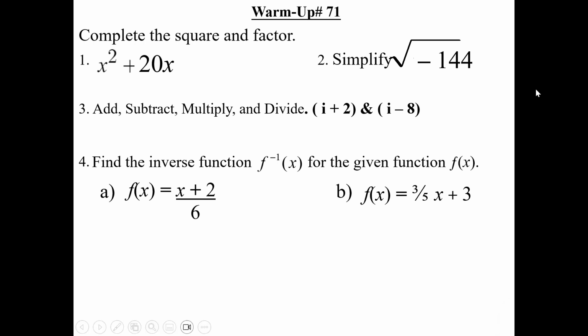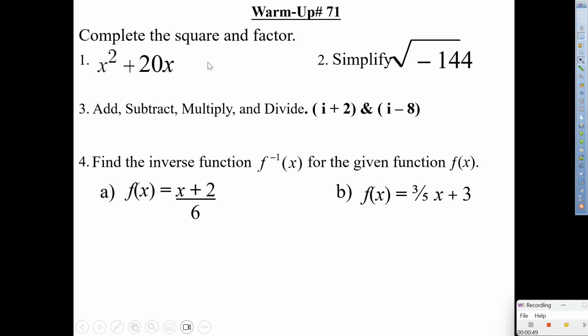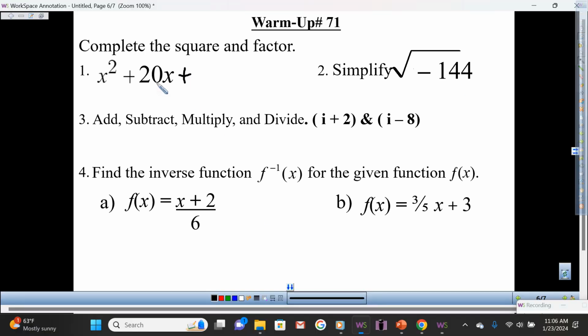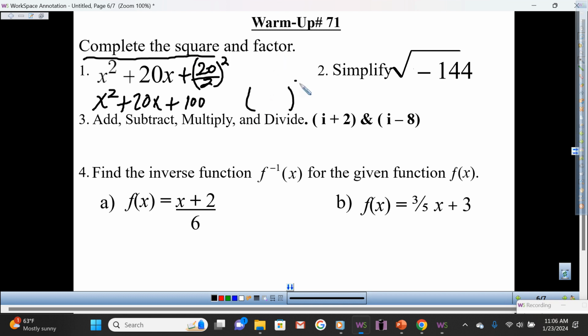All right, here we go. I'm going to go over this just for the sake of time. Number one, complete the square and then factor. To complete the square, once again, you take the coefficient, divide by 2, and square it. Therefore, x squared plus 20x, 20 divided by 2 is 10. What is 10 squared? 100. So we just completed the square, which means the factors are, 20 divided by 2 is 10. That means it was x plus 10 squared. Hands up if you got that.